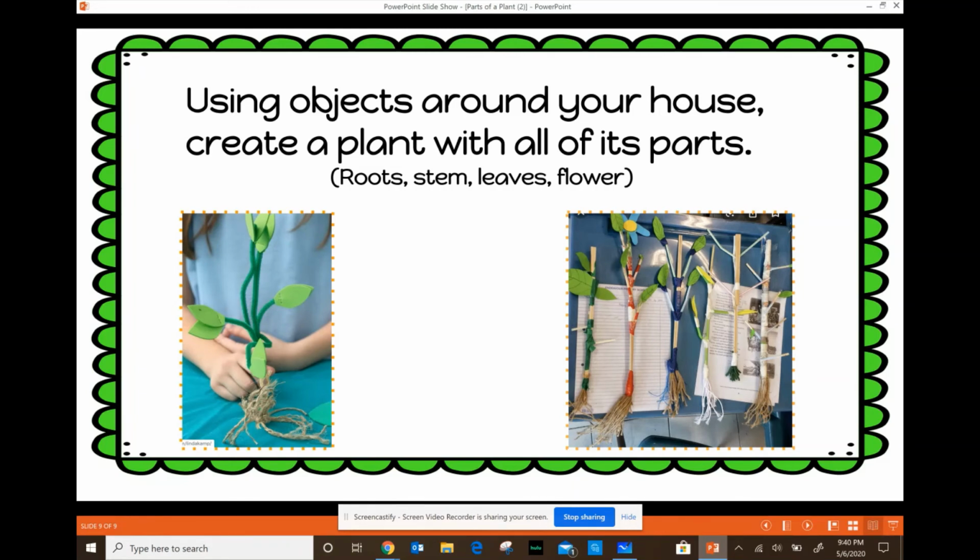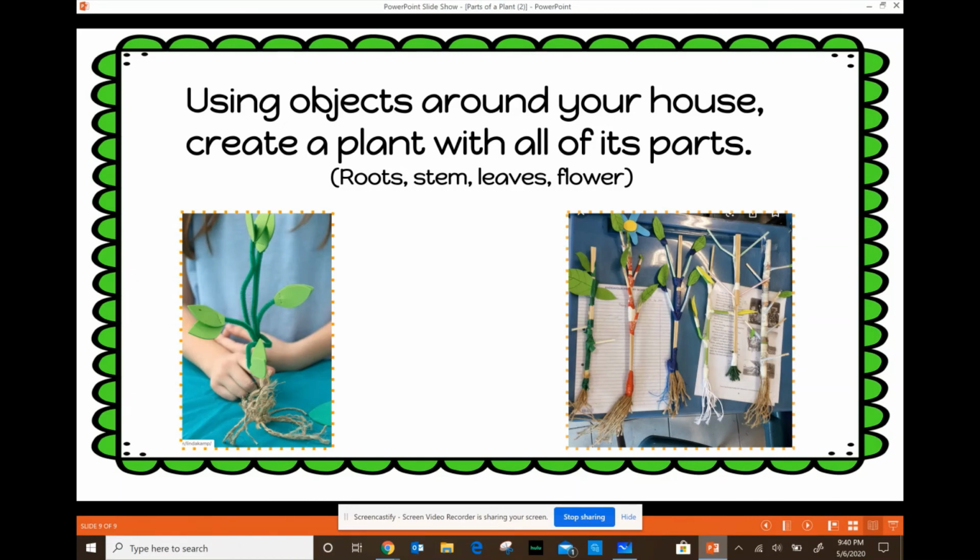Find things around the house that you can use to make your stem, to make your leaves, and to make the flower. Now, the pictures I have here are just examples of what kids used to make their roots. It looks like some of them used yarn. You don't have to use yarn. You could use something else to make your roots. You can use anything that you find around your house that looks like roots.